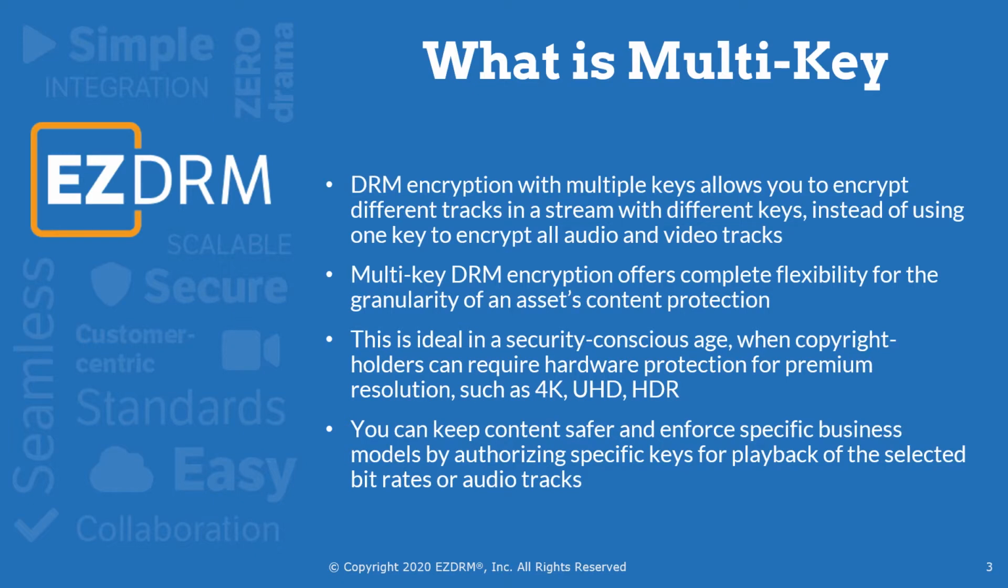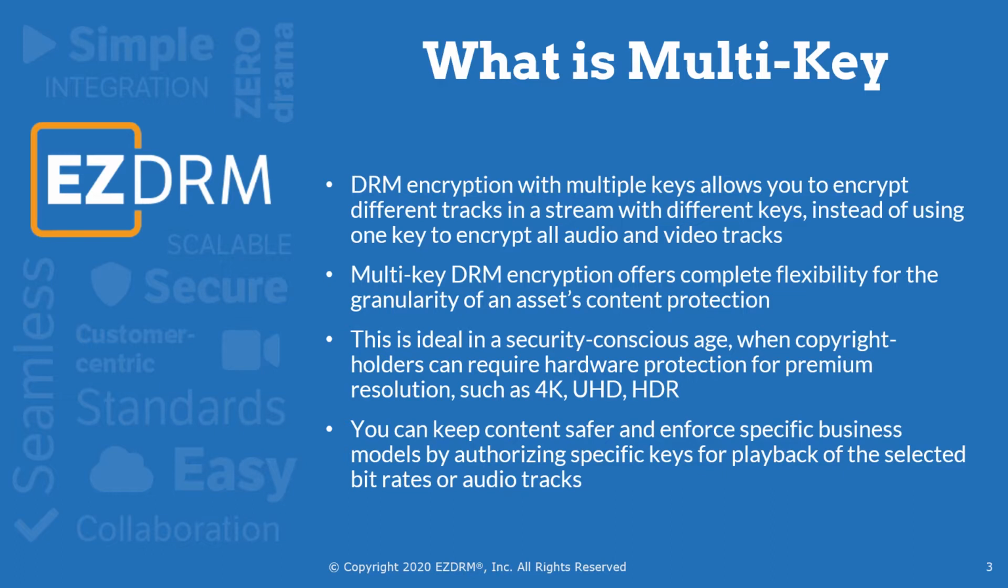So, what is multi-key DRM? Very simply put, DRM encryption with multiple keys allows you to encrypt different tracks in a stream with different keys instead of using one key to encrypt all the video and audio tracks. This means your entire asset can have multiple keys as opposed to one key for the entire asset. Multi-key DRM encryption offers complete flexibility for the granularity of an asset's content protection. Since we can break up tracks, we can apply different rules and DRM key sets behind those different tracks.